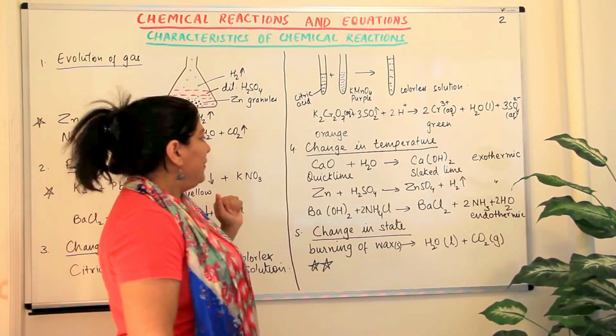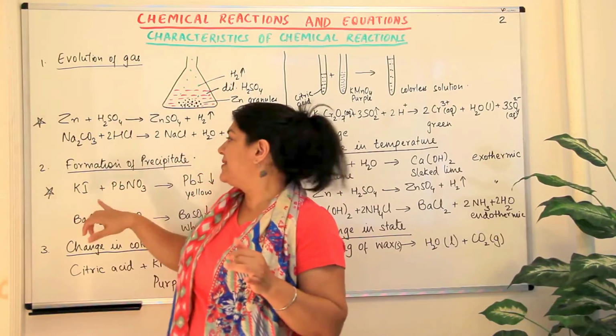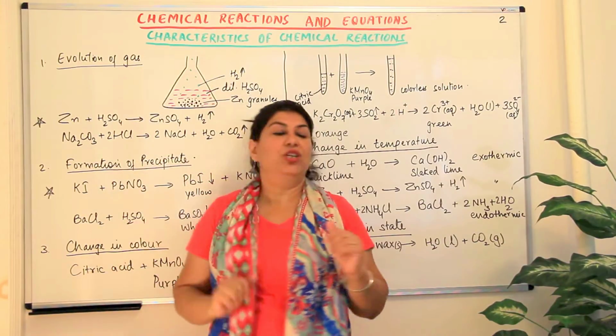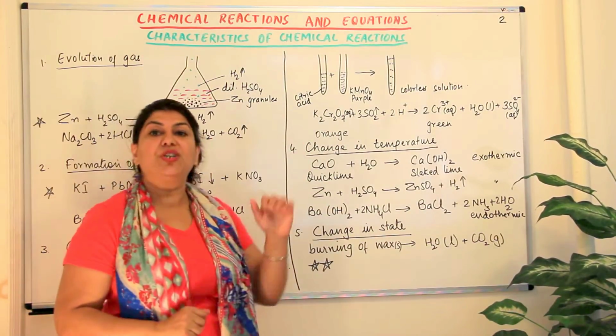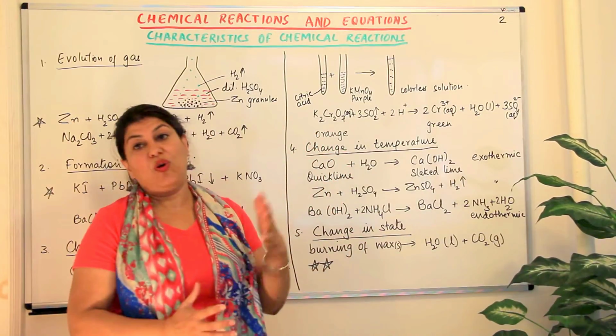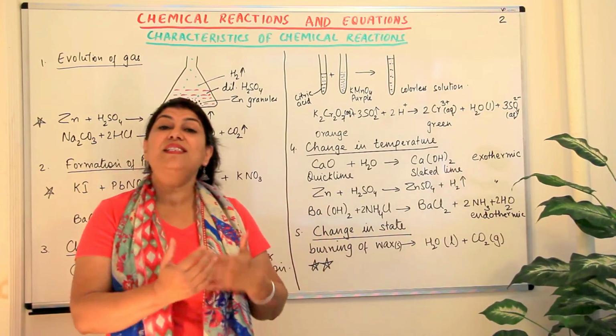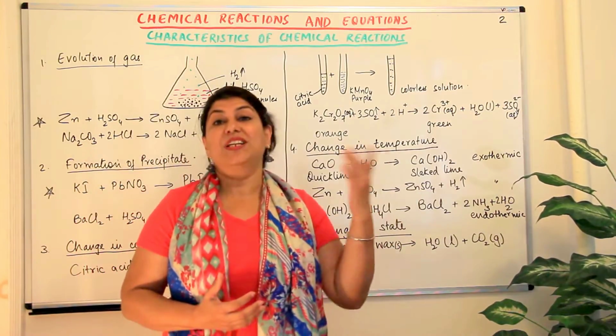So the change in temperature we've discussed. So we've now done 4 characteristics: evolution of gas, formation of precipitate, change in color, change in temperature, and now we come to the 5th and the final characteristic of chemical reactions. That is a change in state. The physical state of the substance changes.